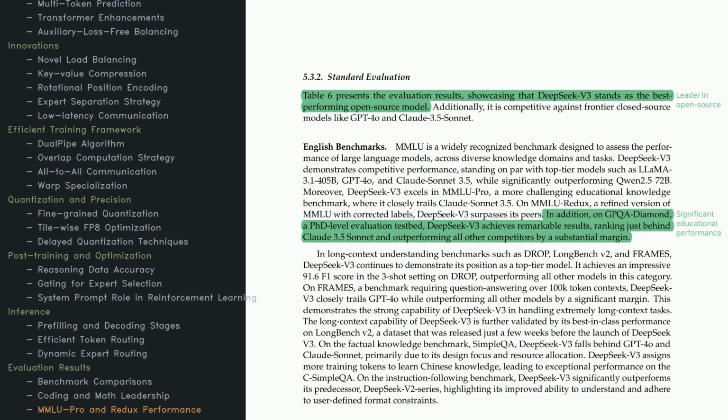Here we see that DeepSeek V3 is basically the leading open-source model, challenging GPT-4 and Claude on MMLU, MMLU Pro, MMLU Redux, and more. For long context tasks like DROP and LongBench, it can handle text that's over 100,000 tokens long, which is pretty extensive. In a three-shot setting on DROP, it puts up strong numbers. On FRAMES, it handles queries requiring over 100K tokens, surpassing other models. So it's not just good at short tasks, it's also robust for extended contexts and complex reasoning.